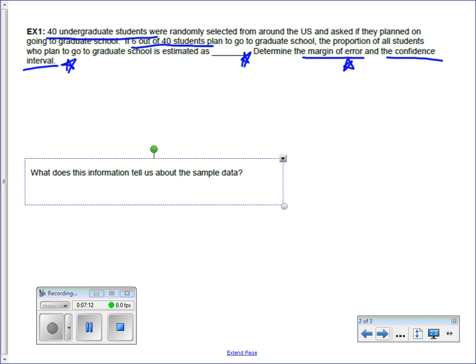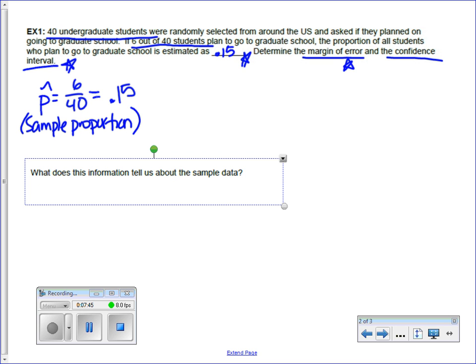So first thing I want to determine is my sample proportion. 6 out of the 40 students. 40 was a sampling, right? Obviously, there's way more than 40 undergraduate students in the whole United States. So 6 out of 40 will tell us our sample proportion. 6 out of 40. That comes to 0.15. So this, again, is our sample proportion. I'm going to label that underneath. Okay, so that also is what was supposed to fill in the blank here.